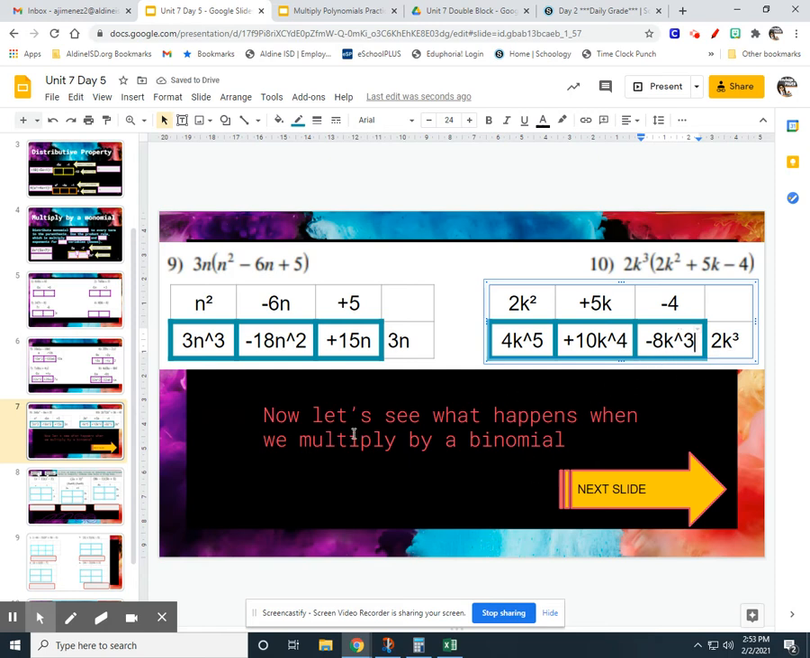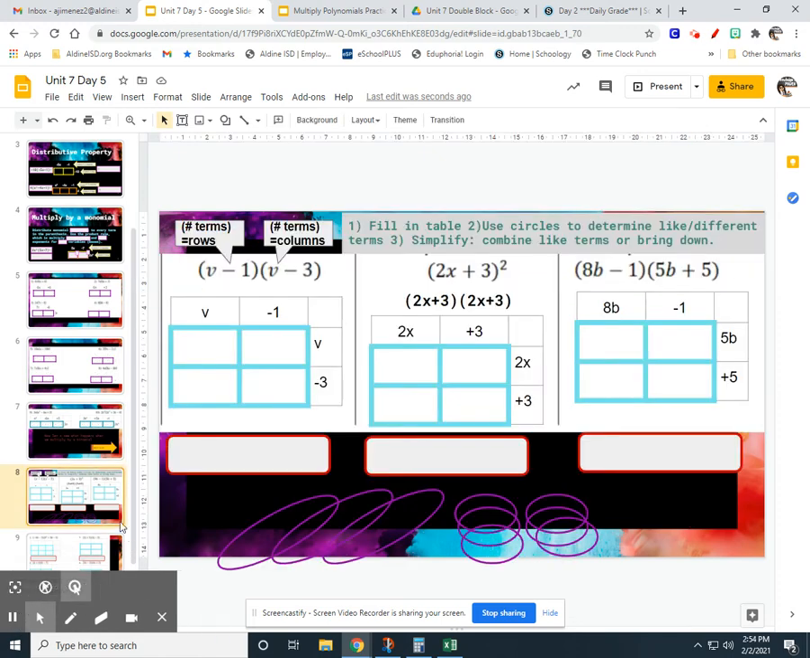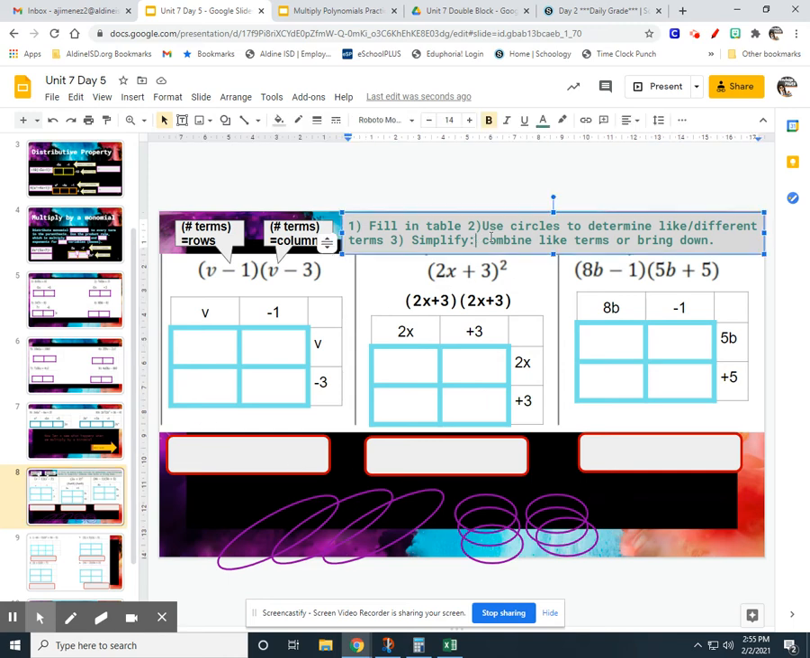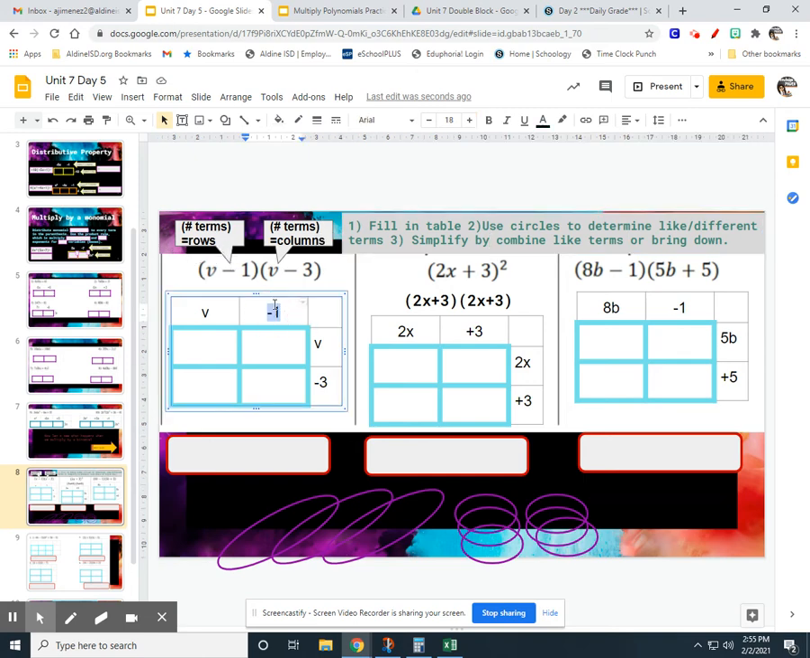All right, so now let's see what happens when we multiply by a binomial. Let's see how the table is going to look. So here we're going to be multiplying a binomial by a binomial. You fill in the table. Use the circles to determine what your like or different terms are, and then simplify by combining like terms or bringing it down. I don't know why I put a semicolon, but we'll put 5. All right, so the first one is telling me how many rows am I going to have. And I put it in the wrong spots.